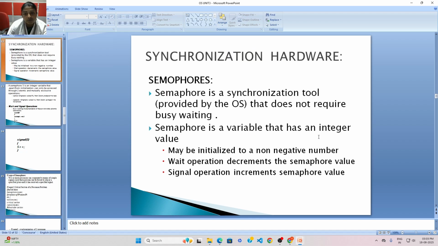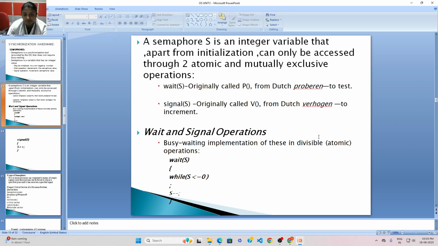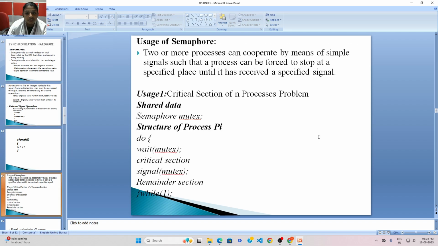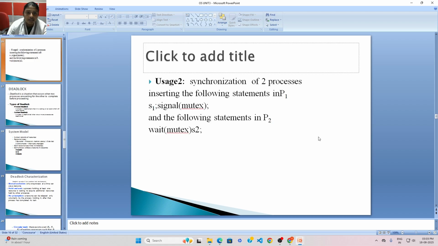Next, synchronization tools: semaphores. A semaphore is a tool that does not require busy waiting. Next, it has an integer value. What is the usage of a semaphore? Two or more processes can be made to cooperate by simple signals, and this is called a semaphore. That is the usage of semaphores.